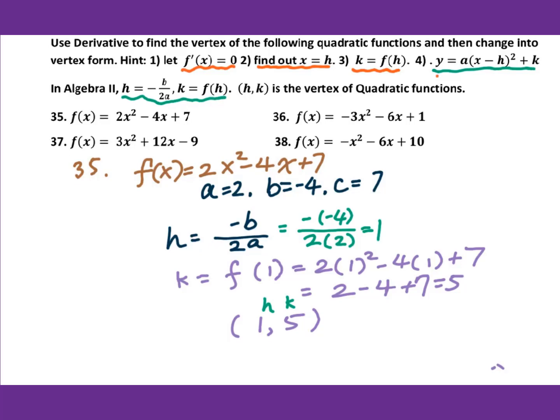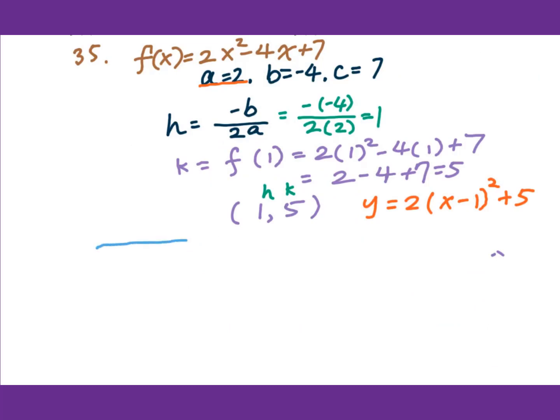We plug into this formula. We get y equals a, which is 2, times x minus 1 squared plus 5. This is all you did in Algebra 2.